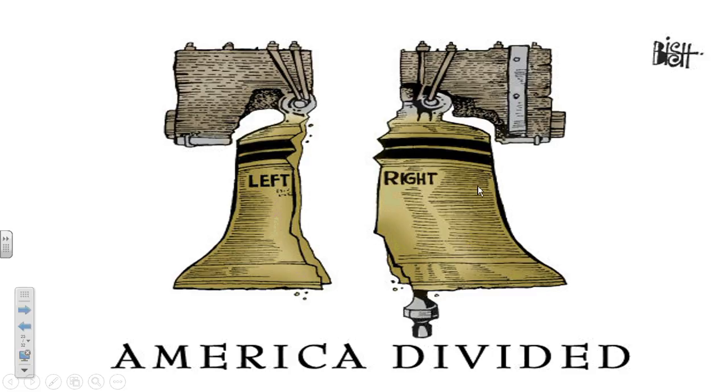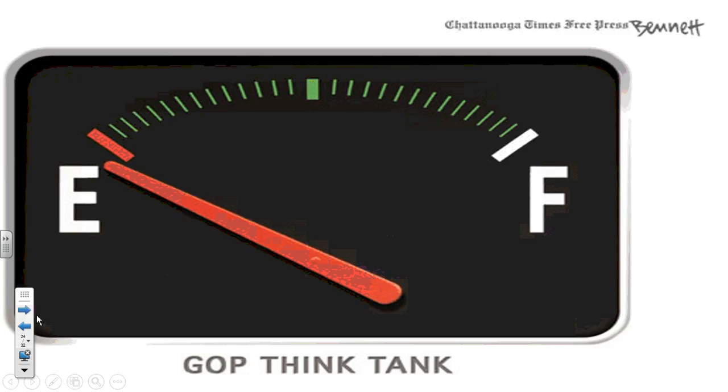Here is an example of a cartoon using the cracked Liberty Bell. Here it's more than just cracked, but it's an example of symbolism being used of something that we recognize. Here's a pretty good political cartoon because it's using symbolism that we recognize. Right here, most of us have seen a gas gauge. I dare say all of us have, and we understand what it means to be empty. In this case, the author is saying GOP think tank. So GOP represents the Republican Party, and the author is saying that the Republicans are out of ideas.